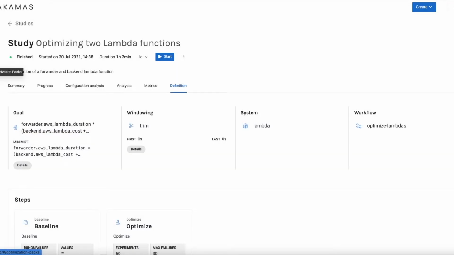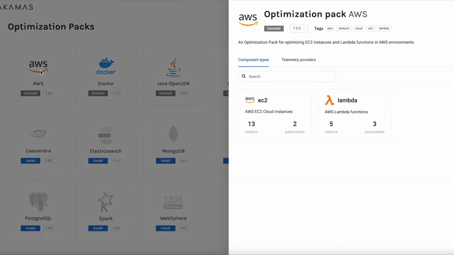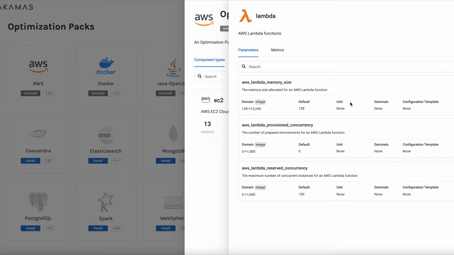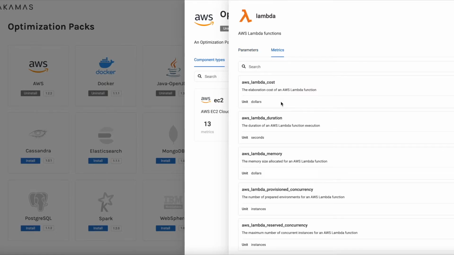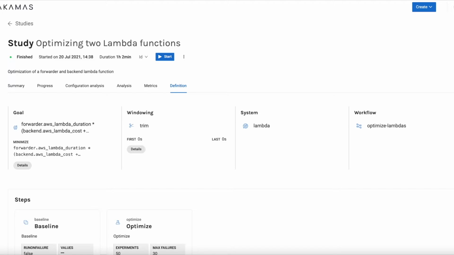Before analyzing the result of this study, let's go to the optimization pack for AWS. In Akamas, an optimization pack for a specific technology provides all the parameters that can be tuned by Akamas optimization engine and all the metrics that can be used to define the optimization goal. For AWS Lambda, the relevant parameters are the memory size, which also drives the virtual CPU assigned, and provisioned and reserved concurrency. The key metrics are the duration of the function and, of course, the cost of the function, which is a calculated metric. Let's now go back to the optimization study.